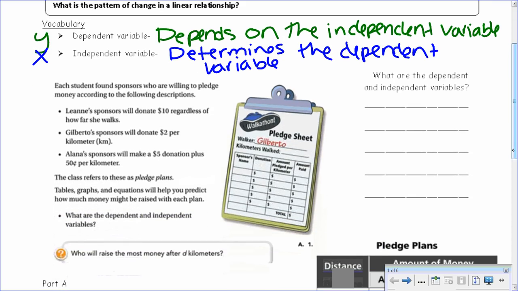So if we go on, it says, each student found sponsors who are willing to pledge money according to the following descriptions. So we're working on that pledging money. Last time we had that walkathon that we were talking about. I think we're going to go back to that walkathon today. It says Leanne's sponsors will donate $10 regardless of how far she walks. So whether she walks 2 miles or 10 miles, each sponsor is gonna donate $10.